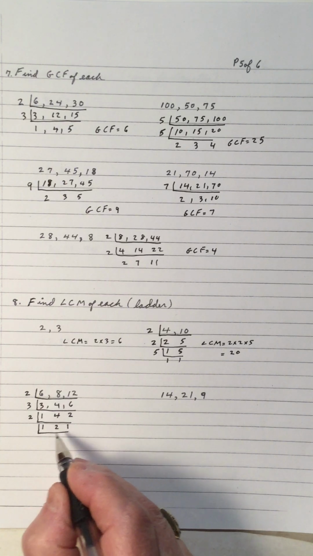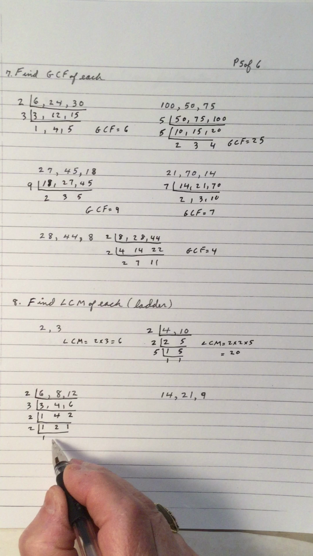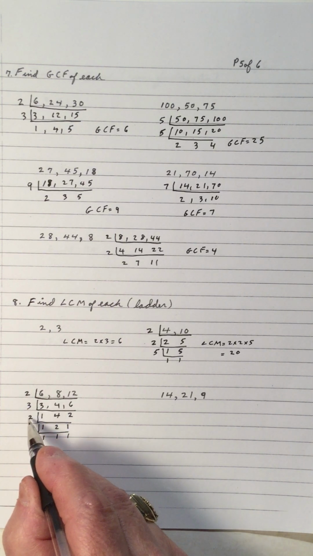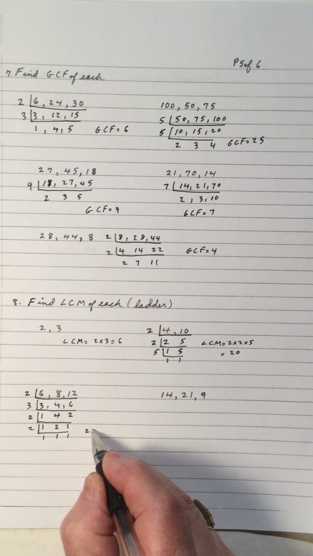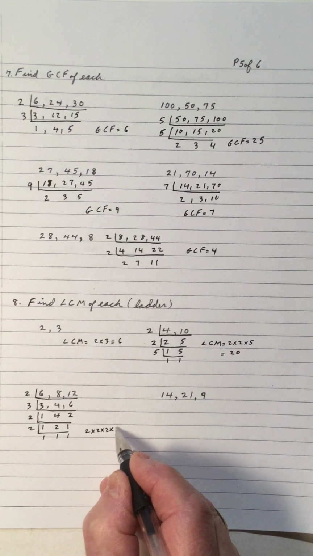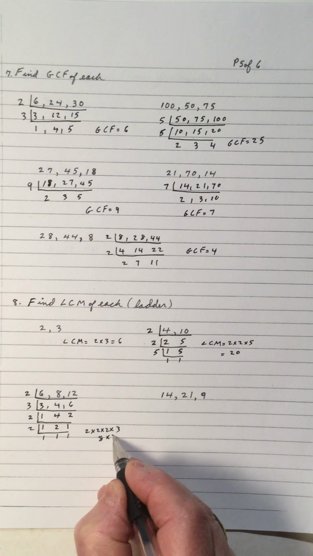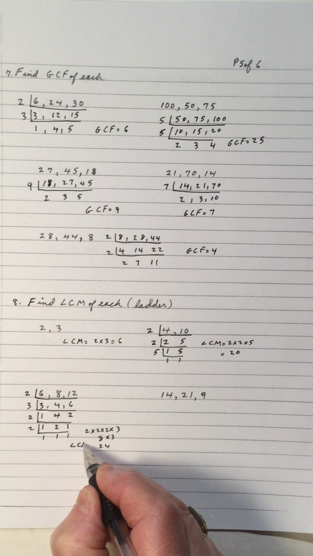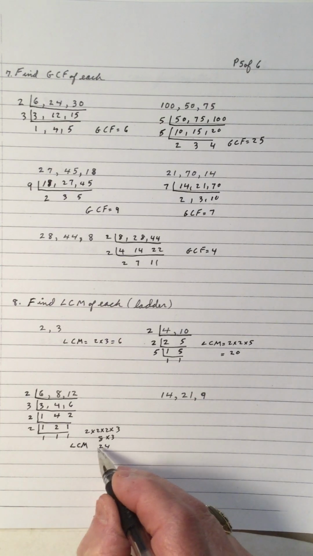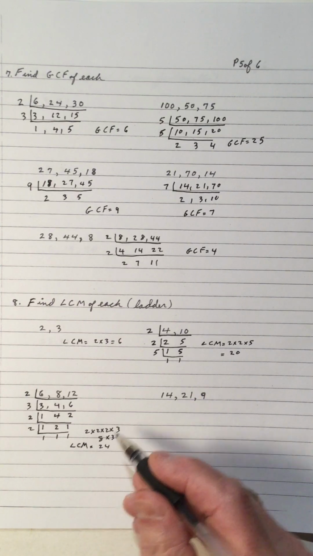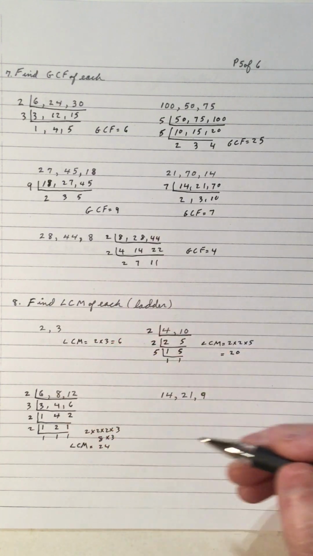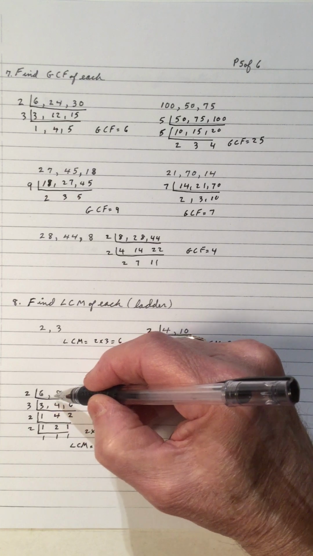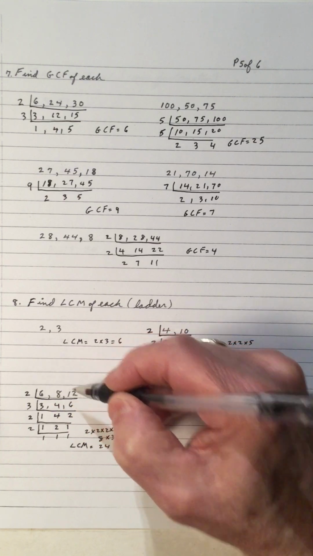Remember, if it doesn't go, just write the 1, write it down. And what do I see left? I see a 2. There's a 1, 1, 1. So I get 2 times 3 times 2 times 2. That's 2 times 2 times 2 times 3. 8 times 3 is 24. So the LCM is 24, the least common multiple. There's a larger multiple, but this is the least one. 4 6s are 24, 3 8s are 24, 2 12s are 24.